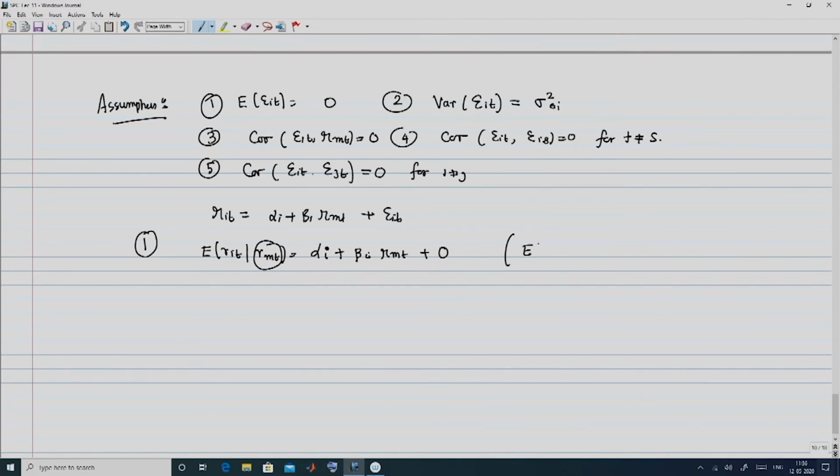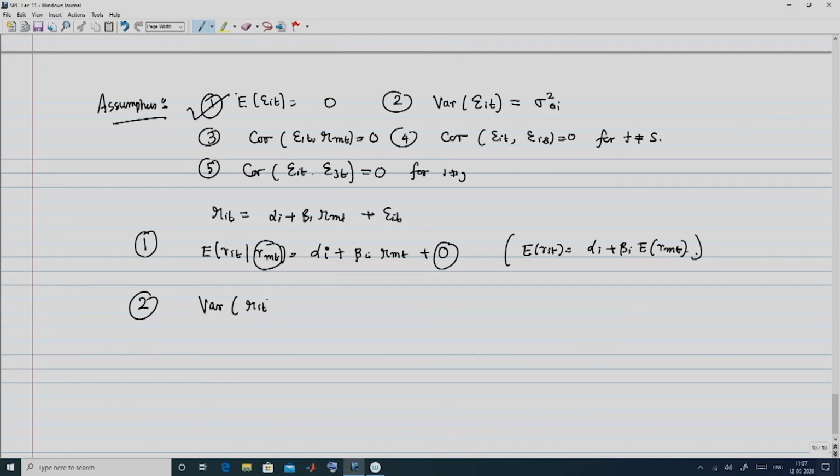And if I just take the expected value of R_it, of course, I will have to write this as alpha_i plus beta_i times the expected value of R_mt. And this expected value is 0 by my first assumption. Alright, so next let us come back to the second moment.